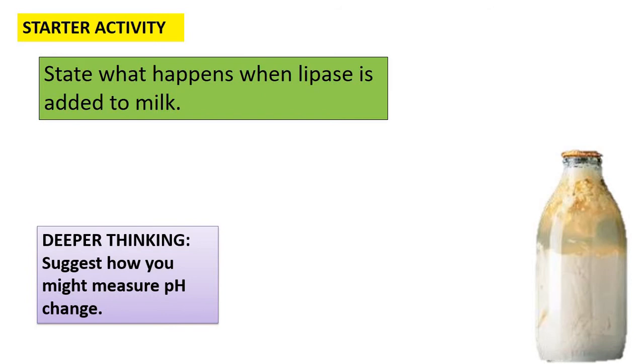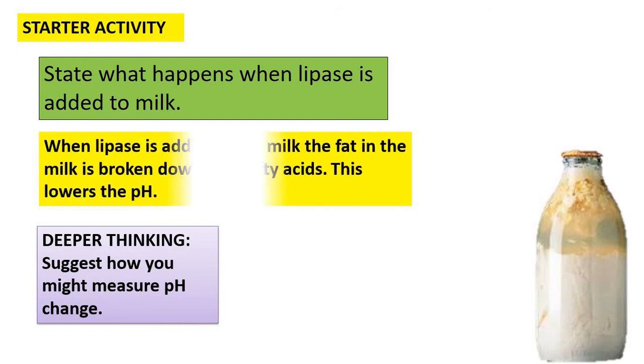First of all, we know that lipase is an enzyme that breaks down fat. And we know that there's fat inside the milk. So when lipase is added to the milk, the fat in the milk is broken down into fatty acids and glycerol as the two constituent parts. And it's the fatty acids that then lower the pH. Okay, and we can measure that change in pH.